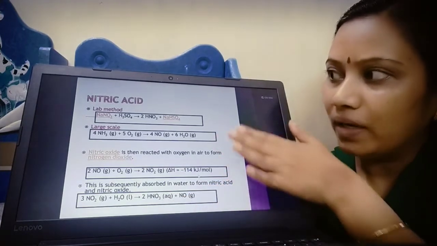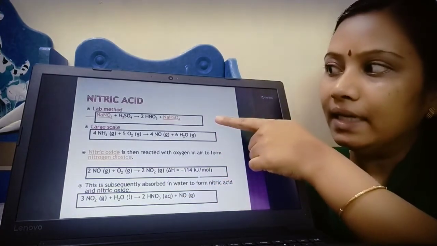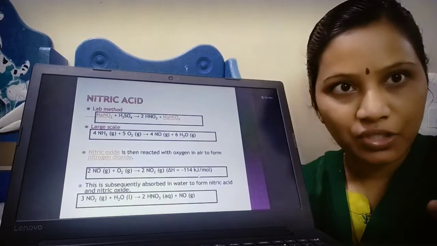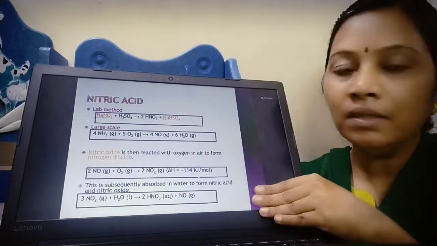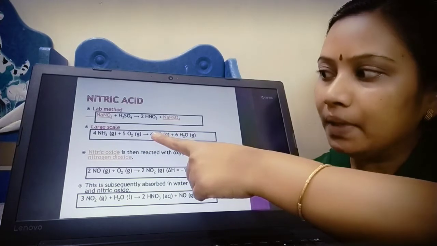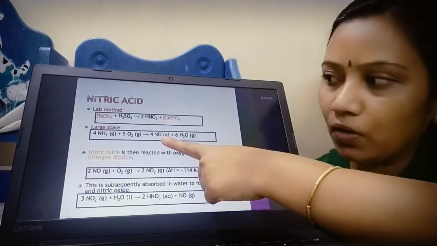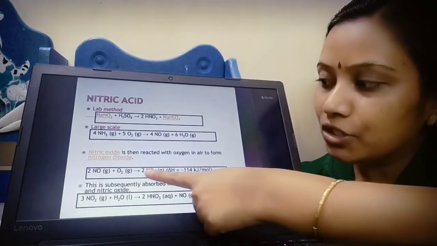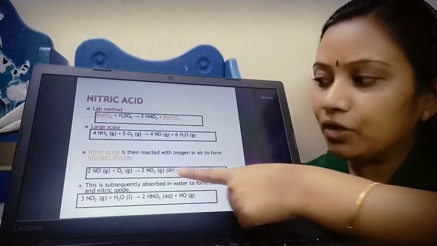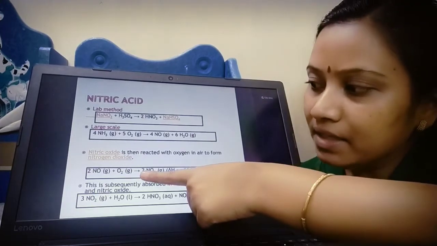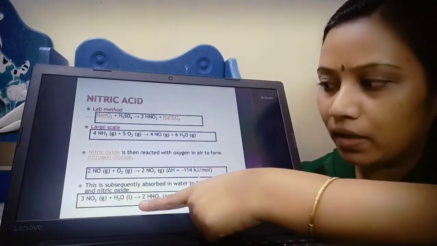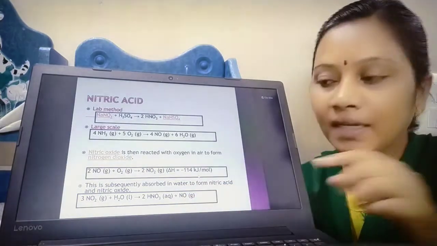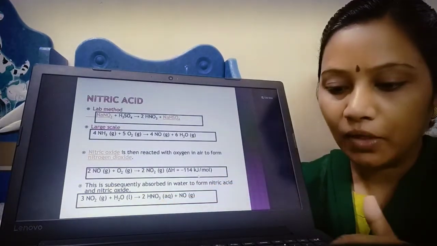So this is all one reaction only, because I told you that in the laboratory you produce it with sodium nitrate and sulfuric acid, which is a displacement reaction. But for large scale preparation, ammonia is treated with oxygen to form nitric oxide. This nitric oxide is again treated with oxygen in the air to form nitrogen dioxide. This is an exothermic reaction. Then this nitrogen dioxide is absorbed in water, so that I will be getting nitric acid and nitric oxide. Both are produced.